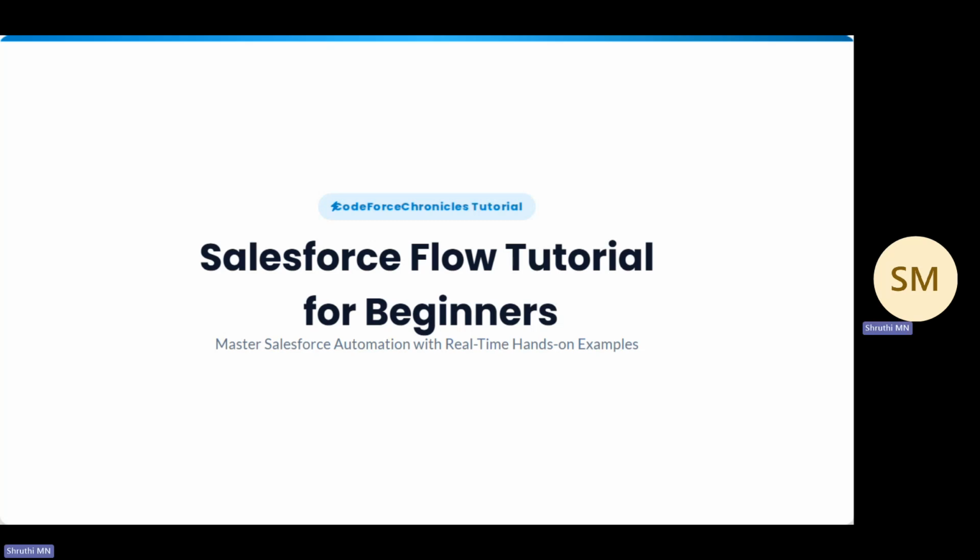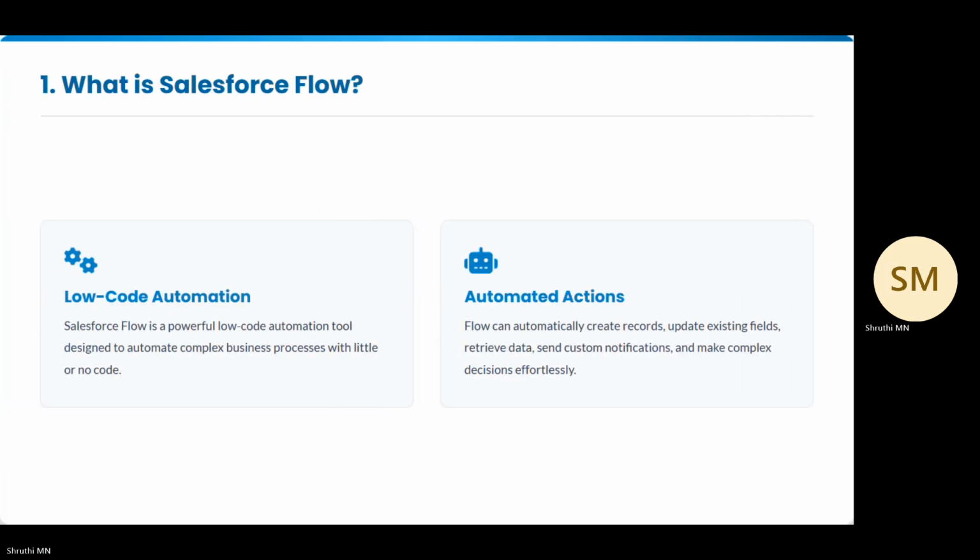What is Salesforce Flow? First, let's understand what Salesforce Flow actually means. Salesforce Flow is a low code automation tool that allows us to automate business processes inside Salesforce. For example, imagine that whenever a new account is created, the business wants Salesforce to automatically create a follow up task for the account owner. Instead of asking a user to manually create that task every time, we can automate the process using Flow. That's the power of Salesforce Flow.